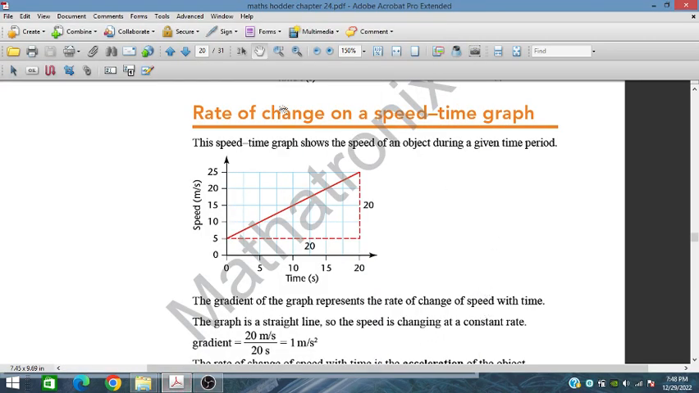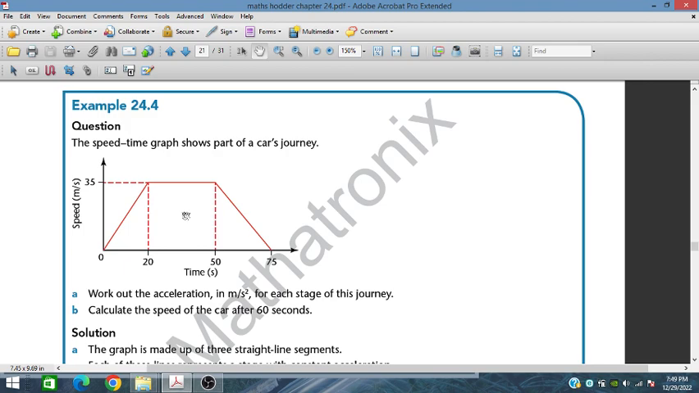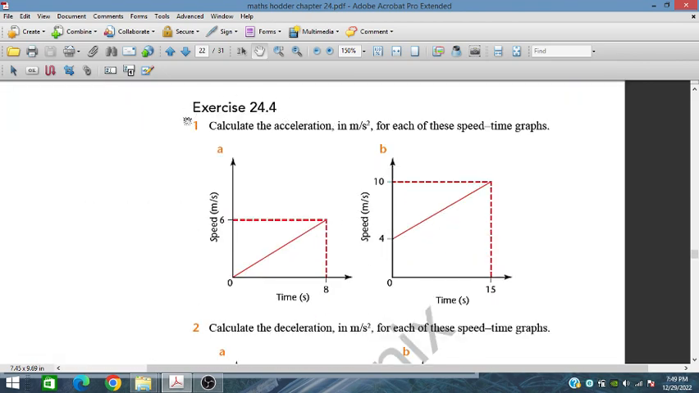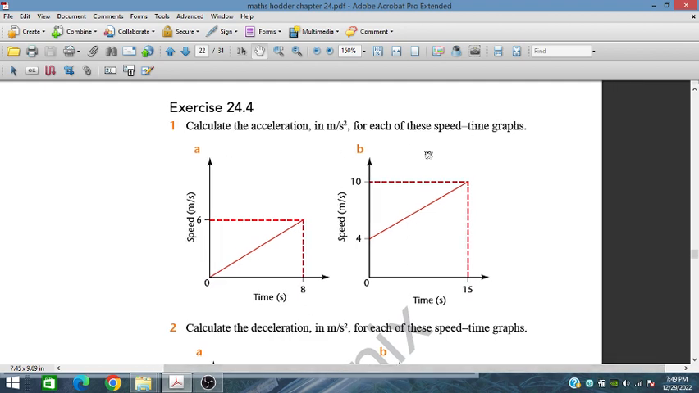Bismillahirrahmanirrahim. In this session, we will discuss the rate of change on a speed time graph, and this is some of the examples. And in exercise 24.4, we will learn all these things. Some speed and time graphs.